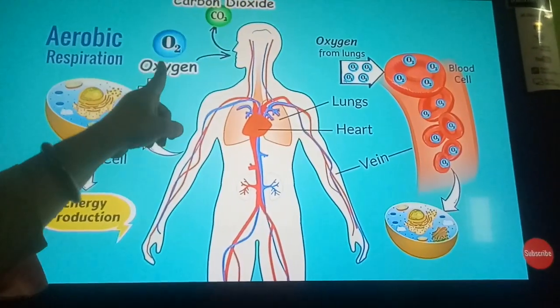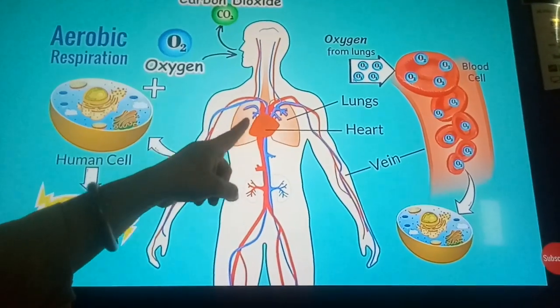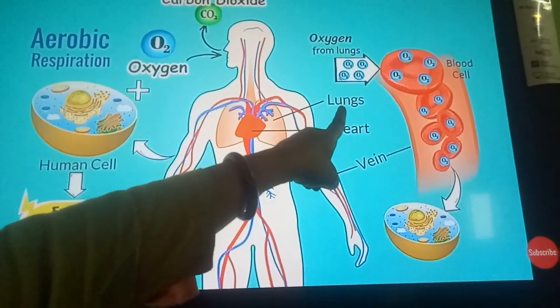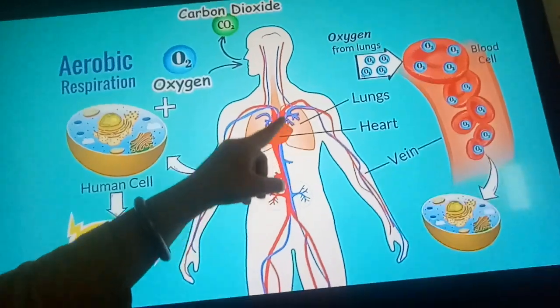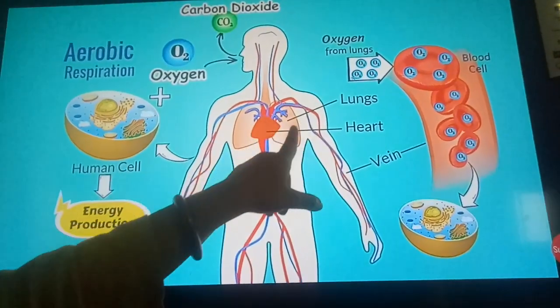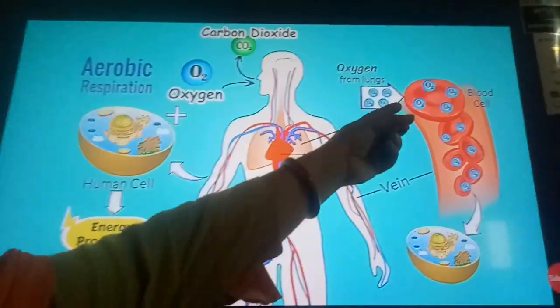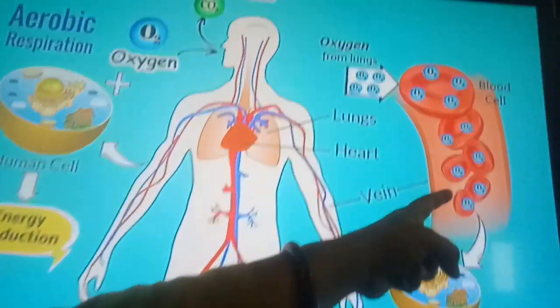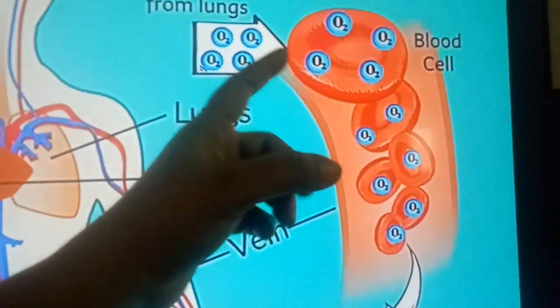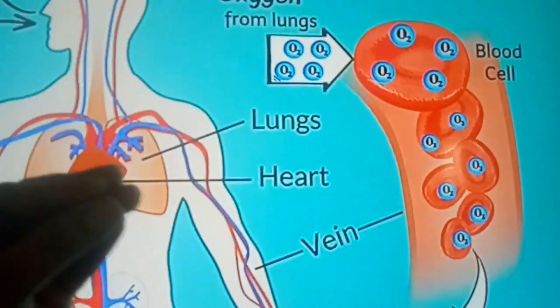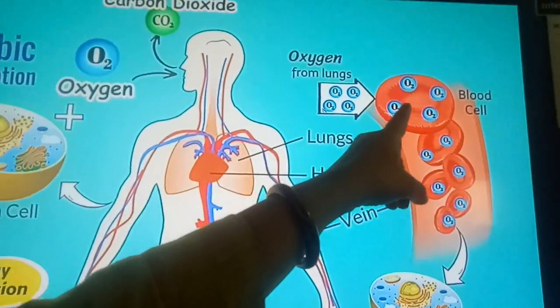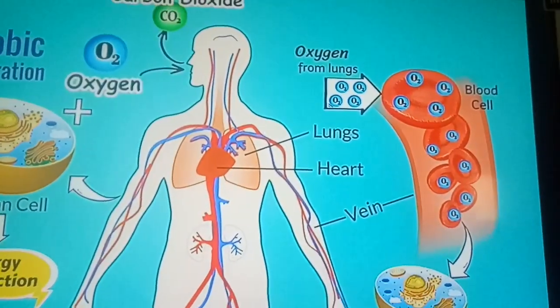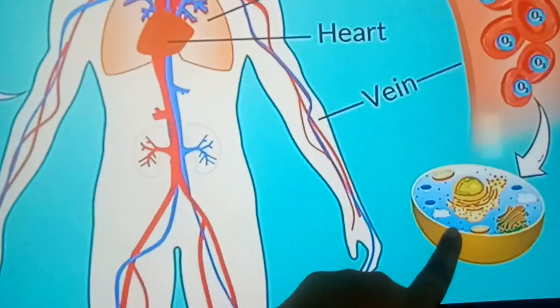You can see we inhale oxygen rich air which is carried to the lungs, and from the lungs the blood vessels take the oxygen. That is how this oxygen rich blood is then carried to each and every cell.